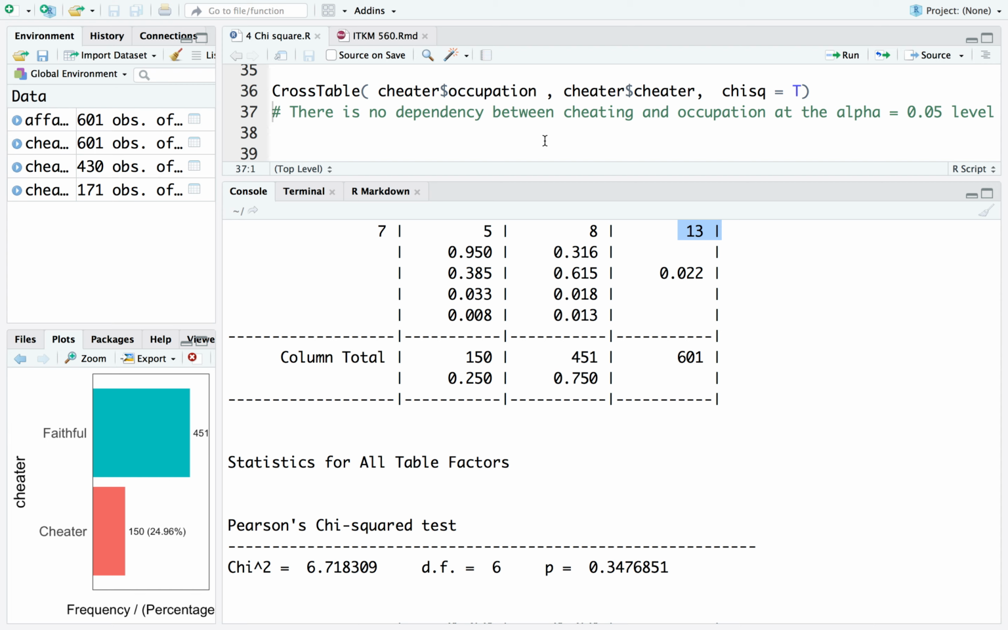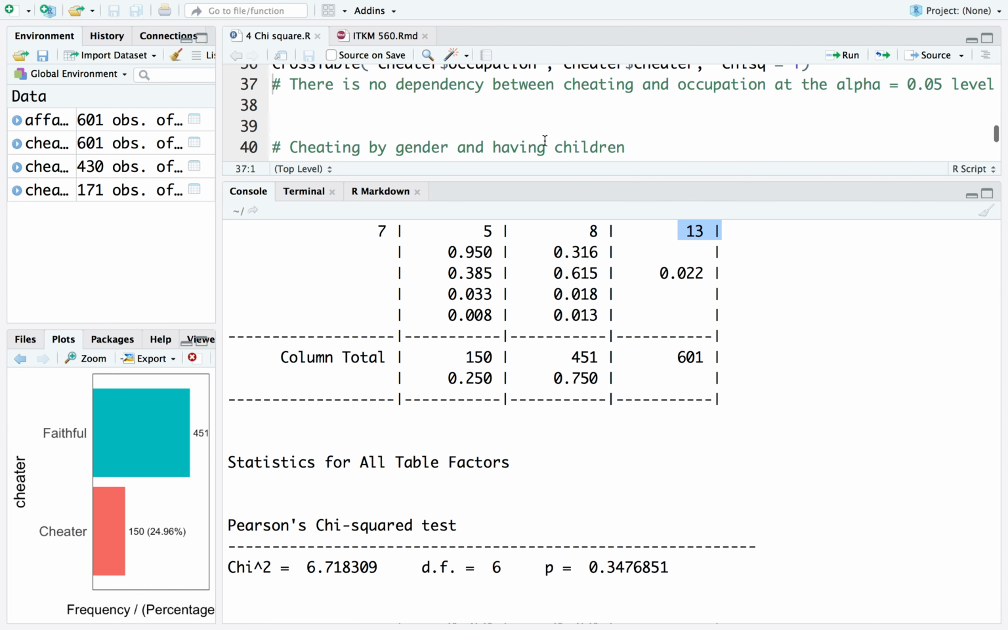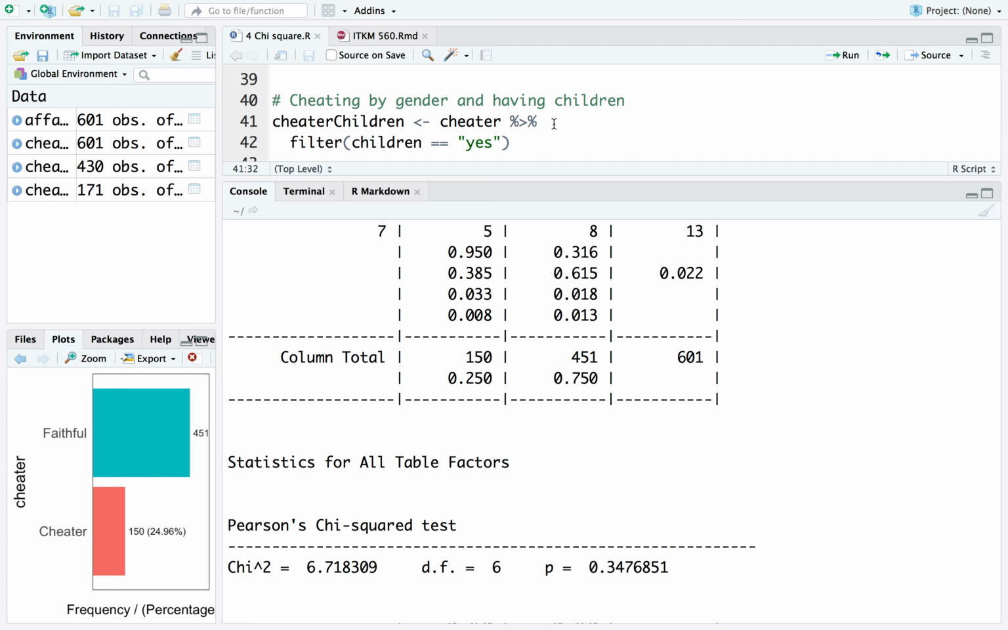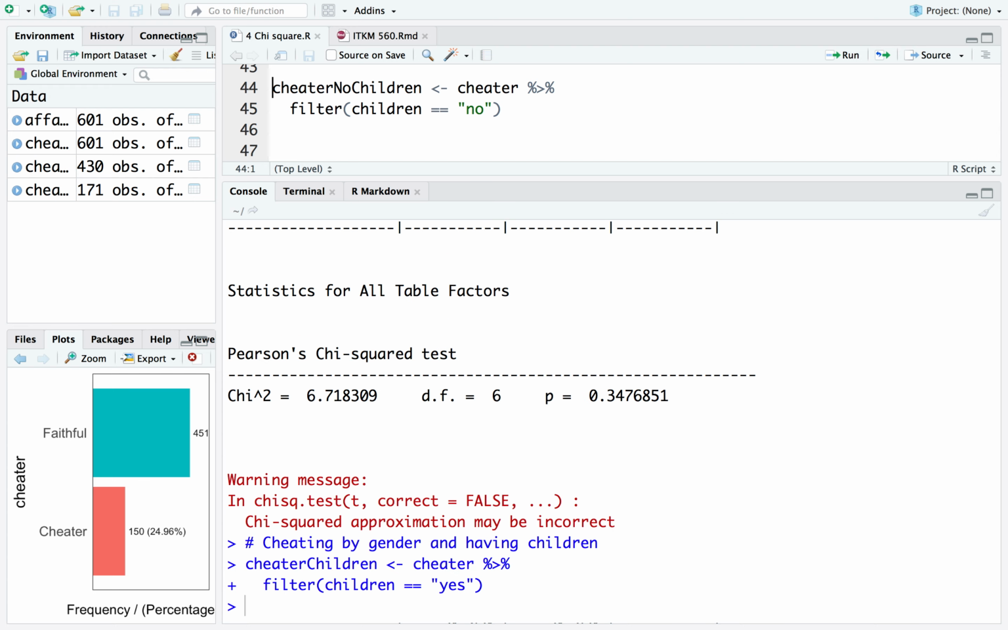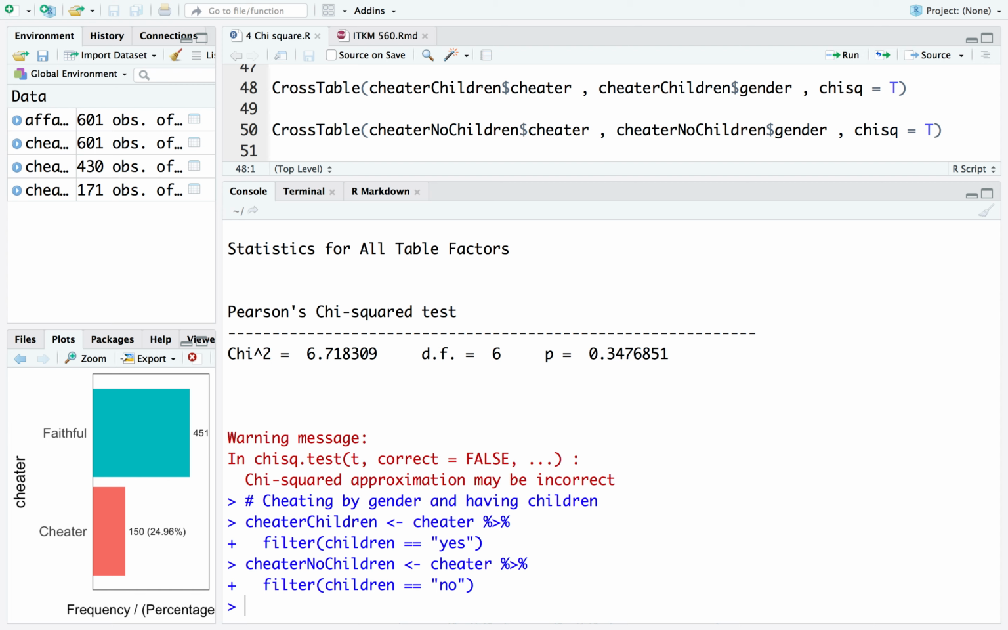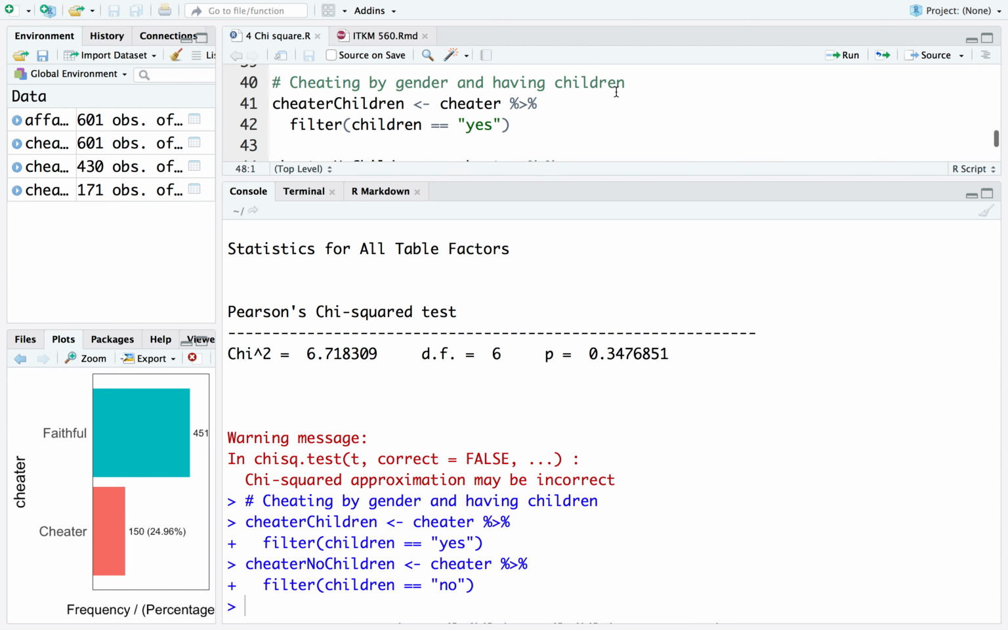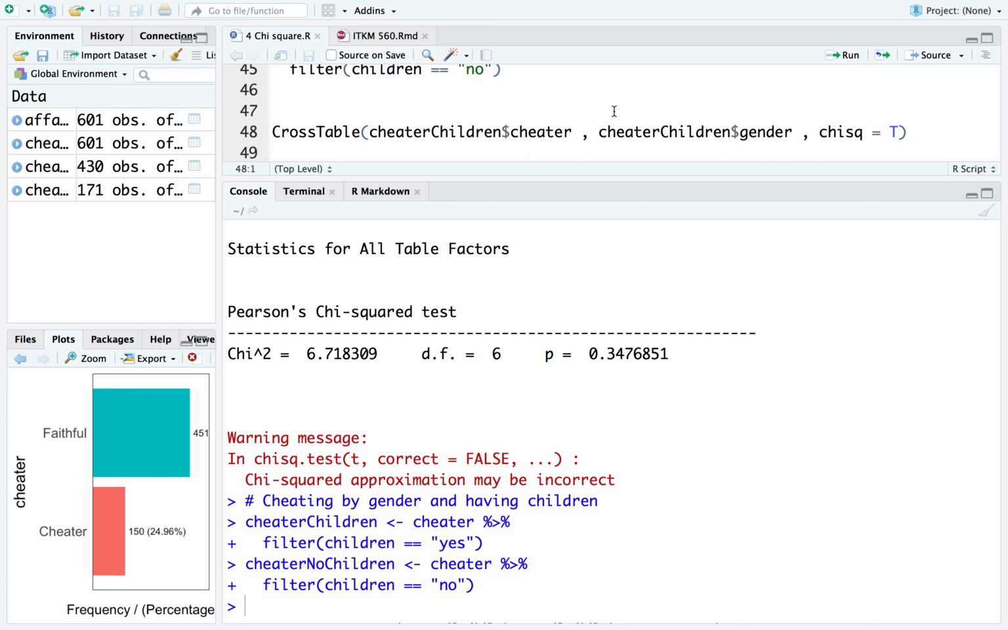Now, continuing with this, what happens if I want to look at cheating by gender and having children? I want to introduce a third variable. Gender came out before as not significant. There is no dependency. But if we split it up and do the test again of cheating and gender for those having children and those not having children, I'm going to create two data sets: having children, not having children. Take a look at the code. Then I'm going to run my test.